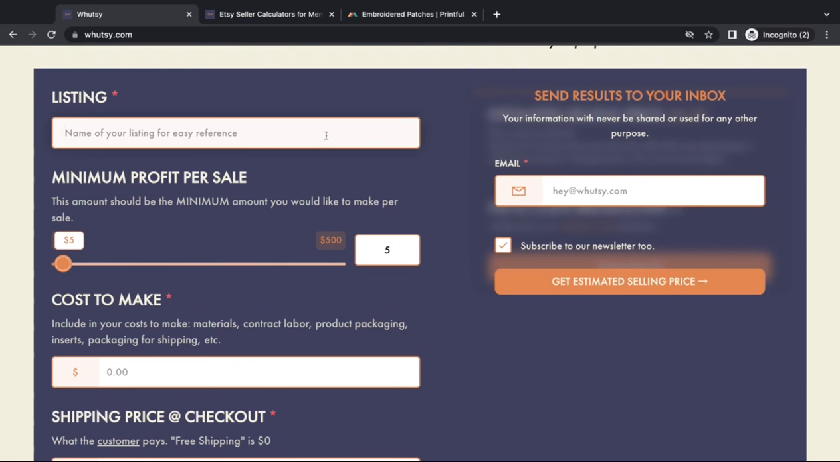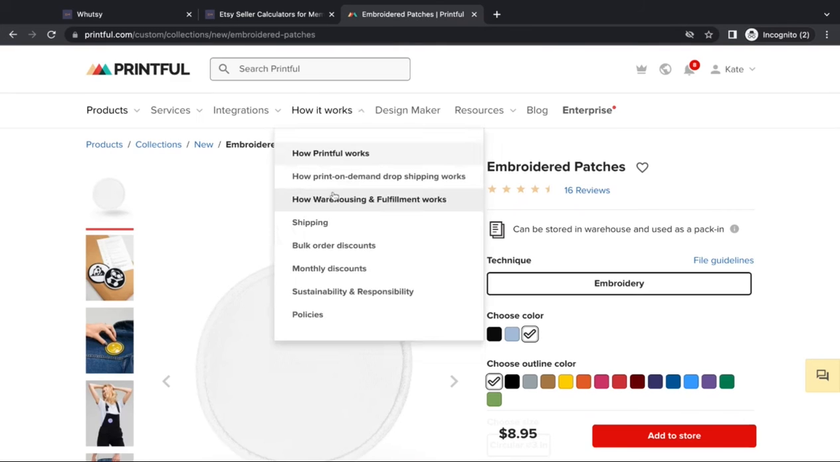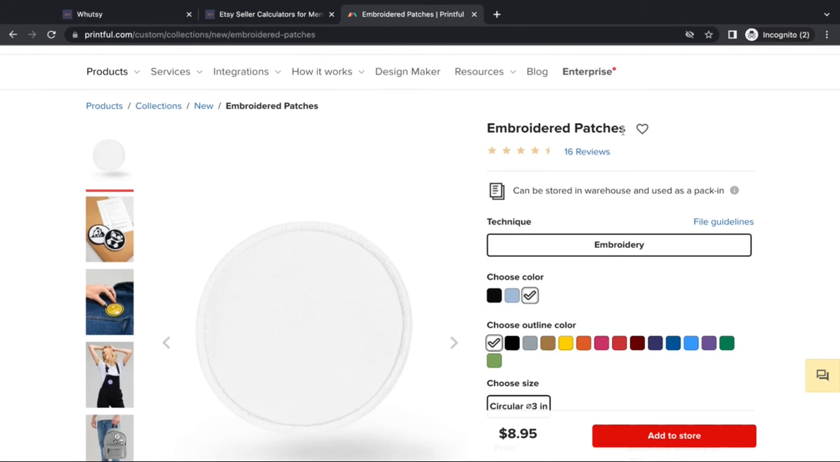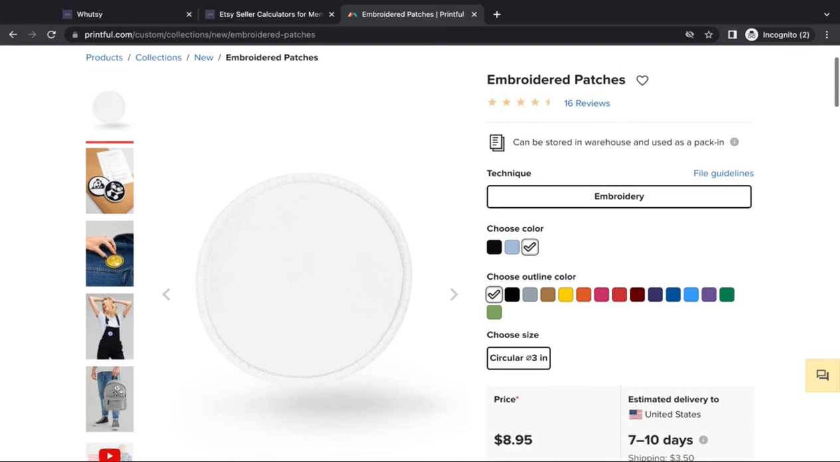So the first thing you want to do is enter the listing title that is for your reference. This doesn't have to be the formal title on your Etsy listing, just something that you can reference. So for the demo, I'm going to be using these embroidered patches that they sell on Printful. I love to use my calculator for Printful products, because then you see, oh, crap, I can't sell products from Printful after I do the calculator, because wow, there's no way I'm going to be able to sell this patch for this amount of money in reality, unless I'm doing some crazy personalization.